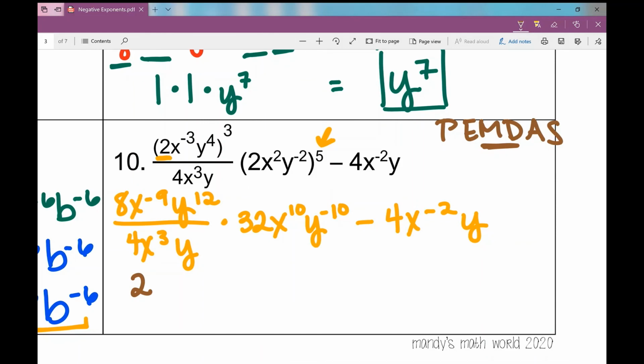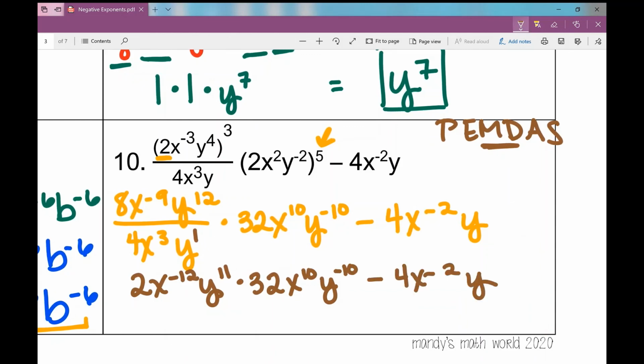So negative 9 minus 3, what is that? Negative 12. Times y to the power of 12 minus, well, what is that? I don't have an exponent there. Well, can I put a 1 there? Sure. Y to the power of 12 minus 1 is y to the power of 11. And I'm just going to rewrite this because we're simplifying one little bit at a time.